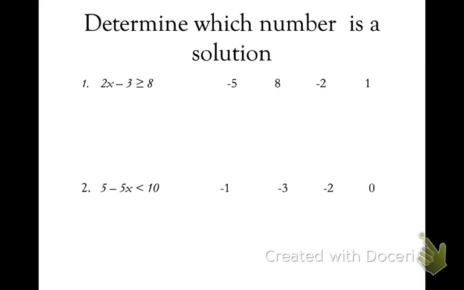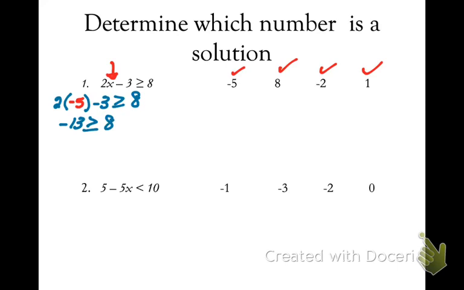Determine which number is a solution. So how we're going to do this is we're just going to direct substitute these numbers in where x is. So let's do our first one. Let's take -5 and put it in that inequality, and solve it. Now you're going to use your calculator or your calculator brain, and you're going to say -13 is greater than or equal to 8. Well, that is not a true statement. Negative numbers are never greater than positive numbers, so -5 cannot be a solution.